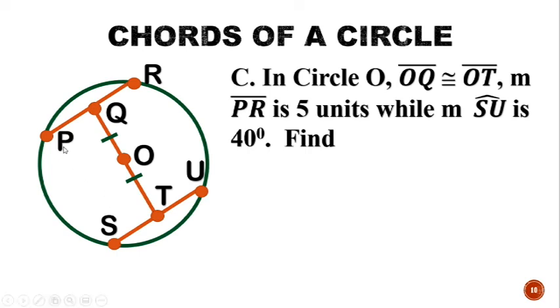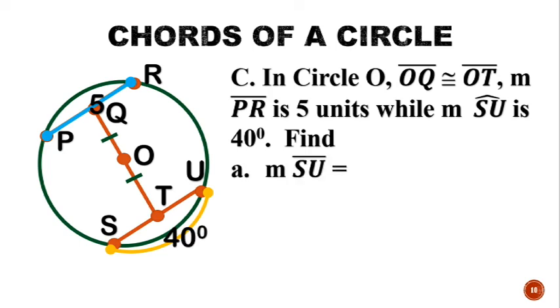Segment PR is 5 units. Where is PR? That is PR and it's 5. Arc SU, where is arc SU? Sa baba. And that is 40 degrees. Now, let's find the measure of segment SU. Where is segment SU? Ito. Now, alam natin na yung dalawang chords, parehas lang ang distance from the center. Therefore, the chords have to have equal length. So, kung 5 yon, segment SU will also have 5 units.